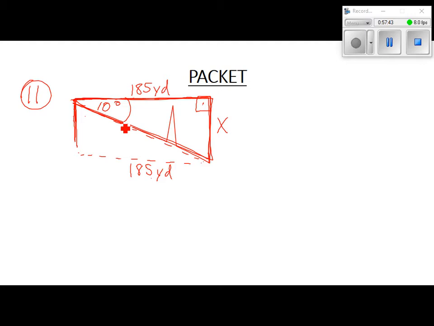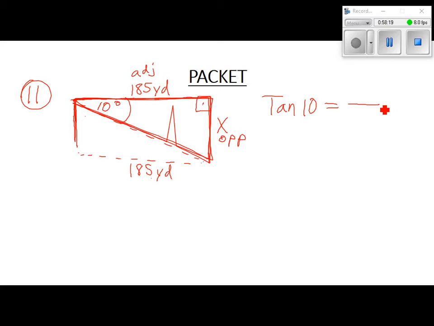Tell me how to label the sides. Opposites. This is the opposite. Now, do we really have to label all three sides? No. Which other side do we care about? The 185 up here, right? And what is it? Adjacent. So we're not even labeling the hypotenuse because we really don't care about it. Which trig ratio deals with opposite and adjacent? So we write tangent of what? 10. 10 equals what over what?